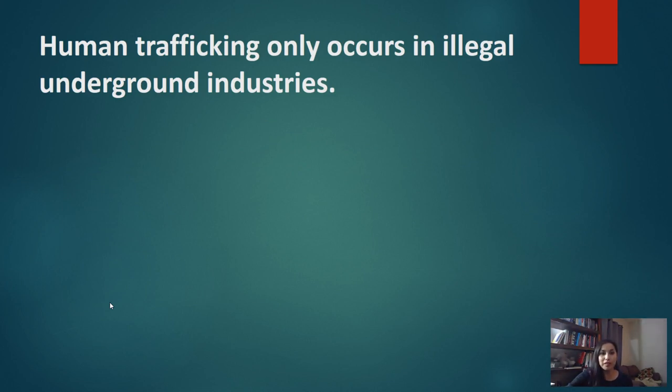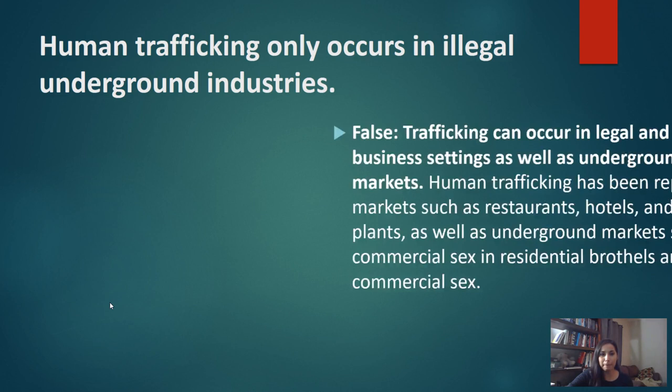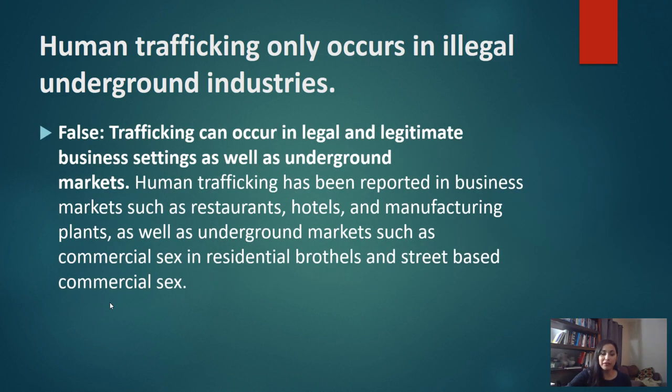Human trafficking only occurs in illegal underground industries. True or false? That is false. Trafficking can occur in legal and legitimate business settings as well as underground markets. Human trafficking has been reported in business markets such as restaurants, hotels, manufacturing plants, as well as underground markets such as commercial sex and residential brothels and street-based commercial sex.